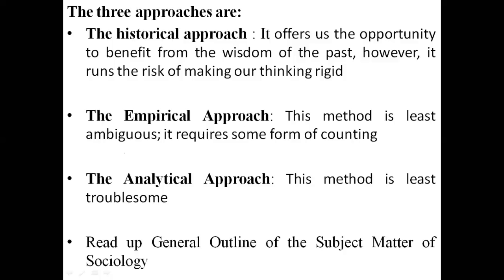This approach is the least ambiguous because it has to do with the scientific method. Now, during the historical approach, there are data that are scattered, but during the empirical approach, all these data are put together. It gives us the opportunity of counting those data and having them in a compacted form instead of having them in a scattered form. So this empirical approach is least ambiguous. It makes work easier than the other approaches of sociology.